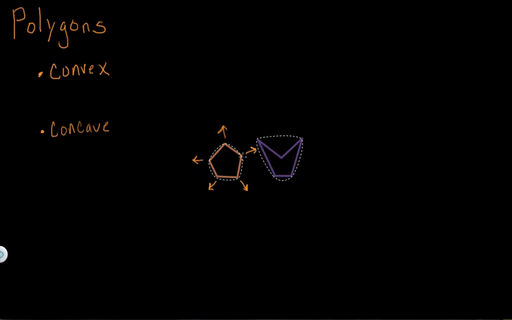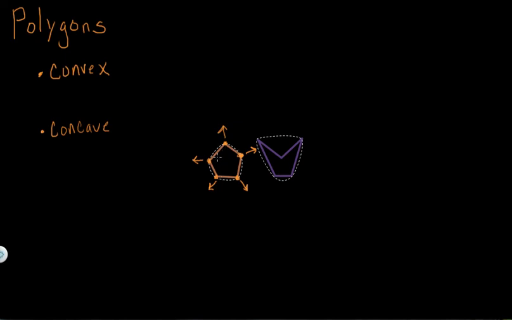Another way we can look at that is that if we were to attempt to draw a curve around the outside of the polygon that goes through all of the vertices, we can do that without crossing any of the sides. All right, we don't have to cross over inside of the polygon in order to draw a curve that crosses through all of the vertices.